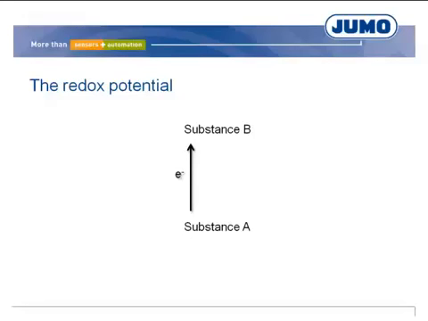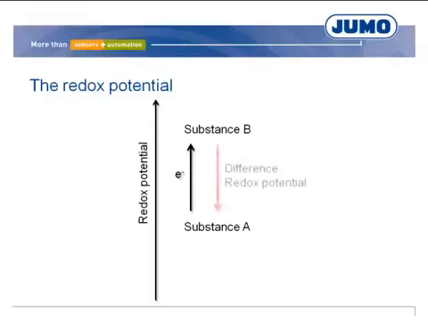The redox potential of substance A is more negative than that of substance B. The difference between the redox potentials is the driving force for the transfer of electrons. The redox potential known for numerous substances uses hydrogen as the reference system.